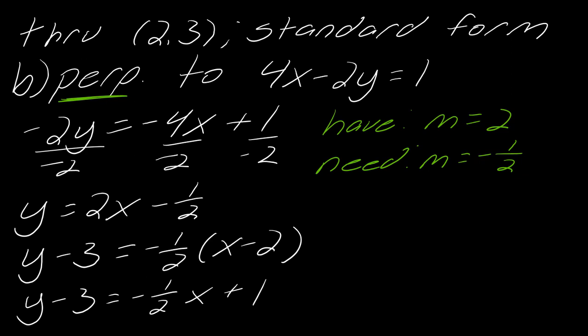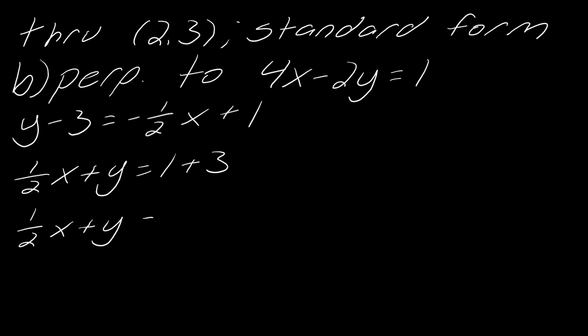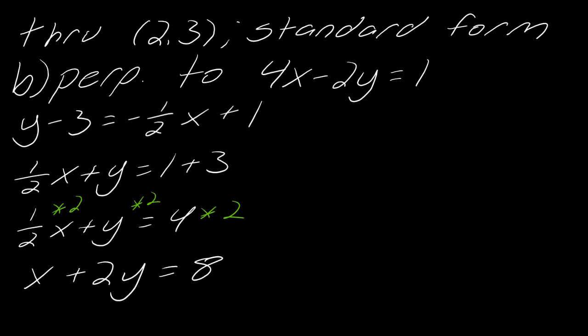And so let me clear some space. And now I'll bring the x over to the other side, the 3 to the other side. So I'm going to have 1/2 x plus y equals 1 plus 3. So I have 1/2 x plus y equals 4, but I can't have any fractions. So I'll multiply every part of this by 2 to get rid of the fractions, so that this becomes x plus 2y equals 8. And so now there's my equation in standard form with no fractions.